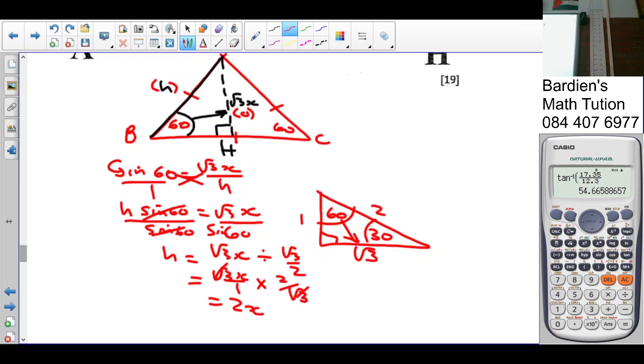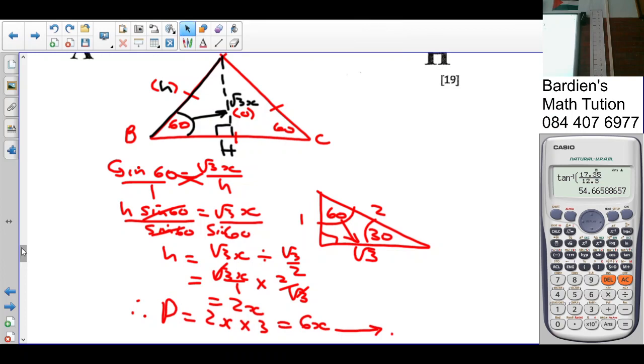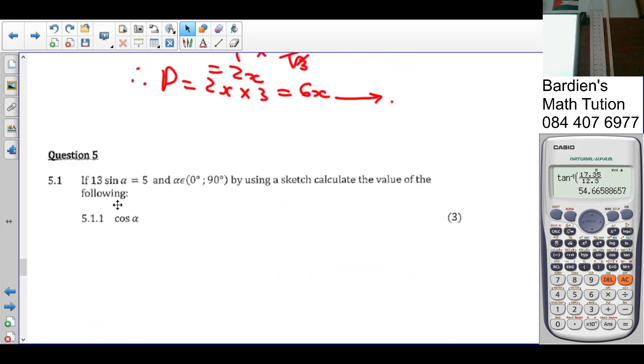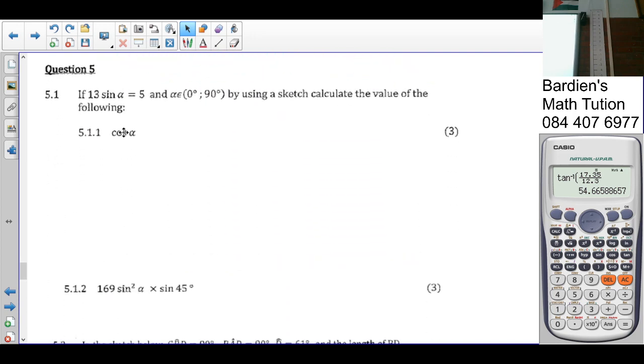Okay? So therefore, what's the perimeter? Perimeter is 2x times 3, which is 6x. Okay? Good question, eh? Any confusion here? Next question, question 3.